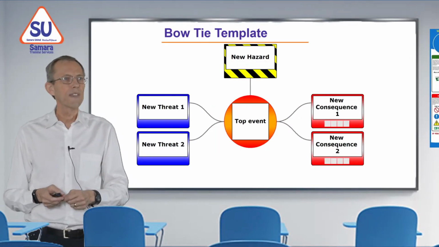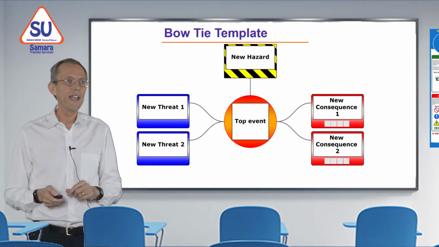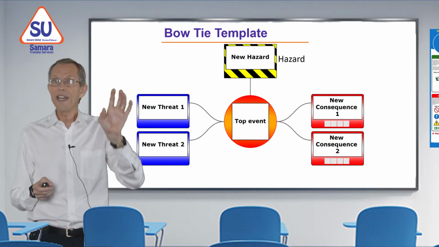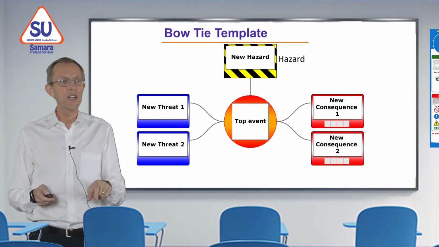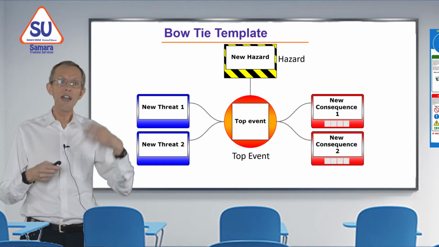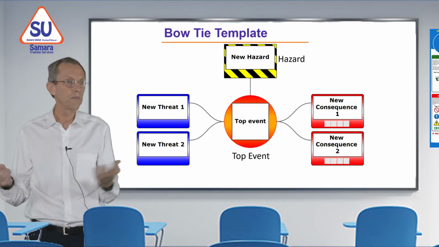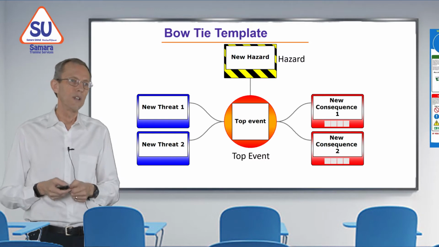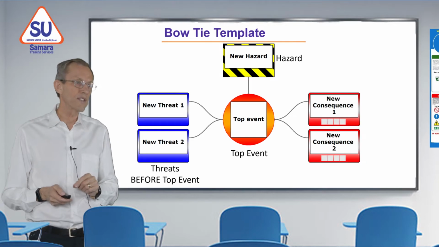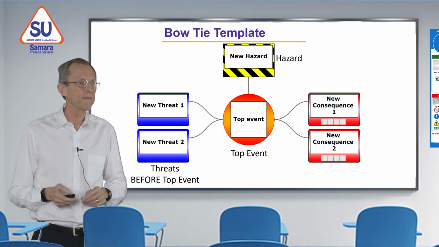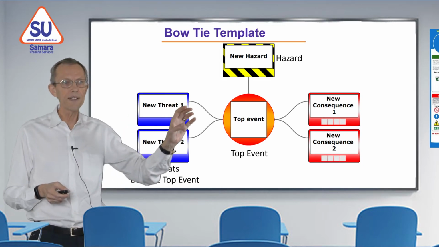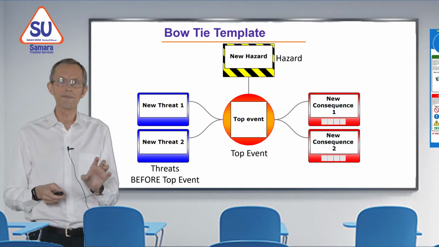First, the bow tie. In a bow tie, at the top we have a hazard. In this case it's going to be noise, but any hazard will result in a top event. The top event is something harmful happening either to the person or to some part of the company equipment. Things that can cause the top event are called threats. So these are the blue ones. Threats happen before the top event. Because of the threat happening, the top event happens and the harm is done.